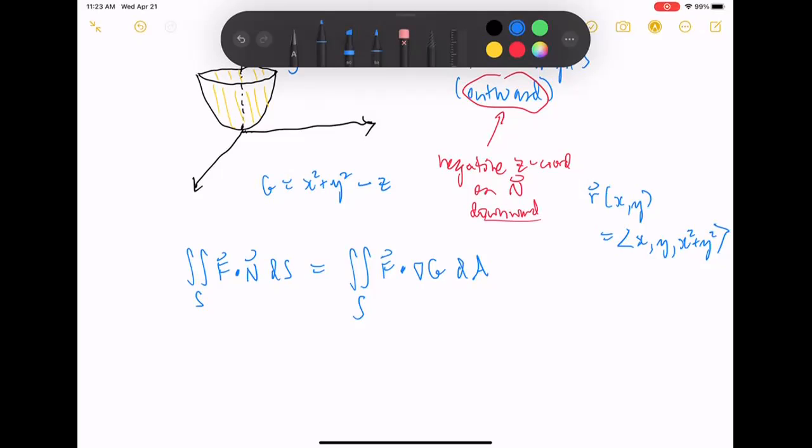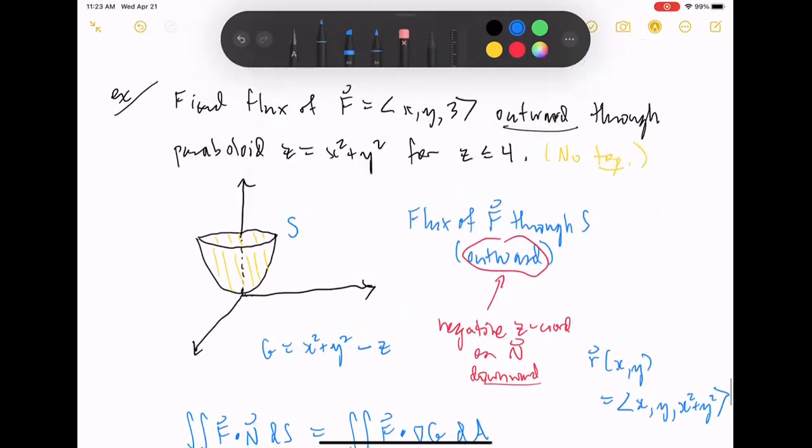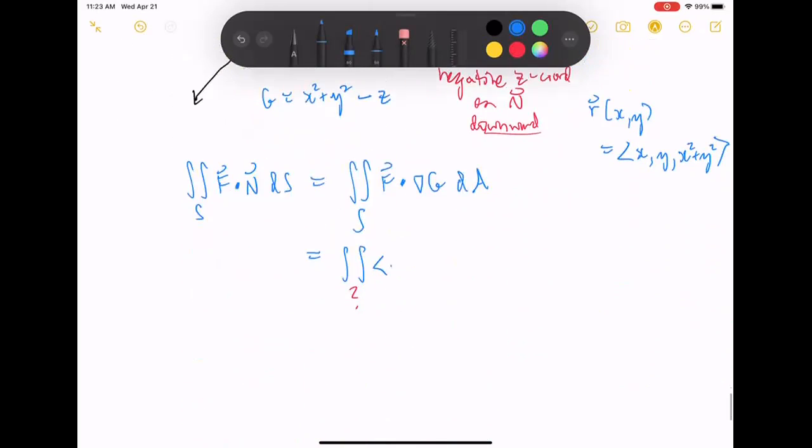Okay, so this thing is equal to the double integral. Now we're going to have to think about some stuff down here, but we'll come back and do that in just a second. But let's just write down what the vector field is. The vector field was X comma Y comma 3. The gradient of G, that's 2X comma 2Y comma -1.